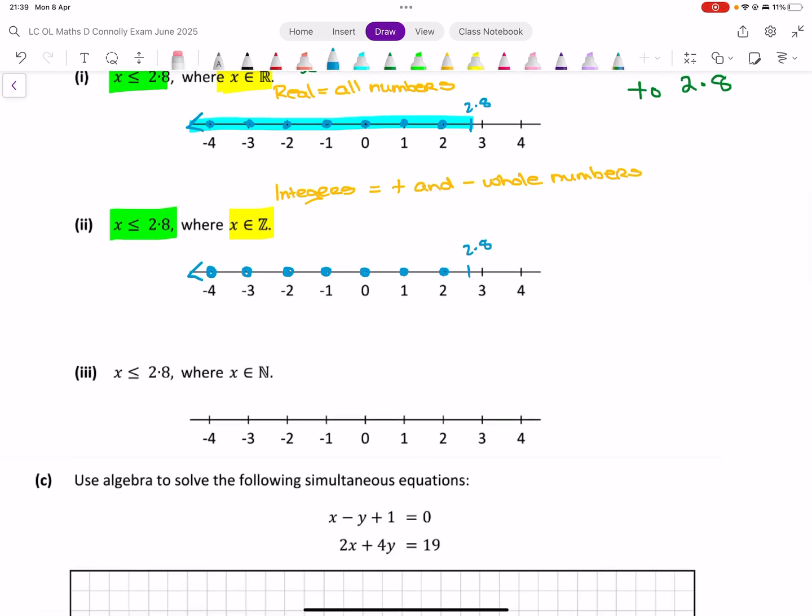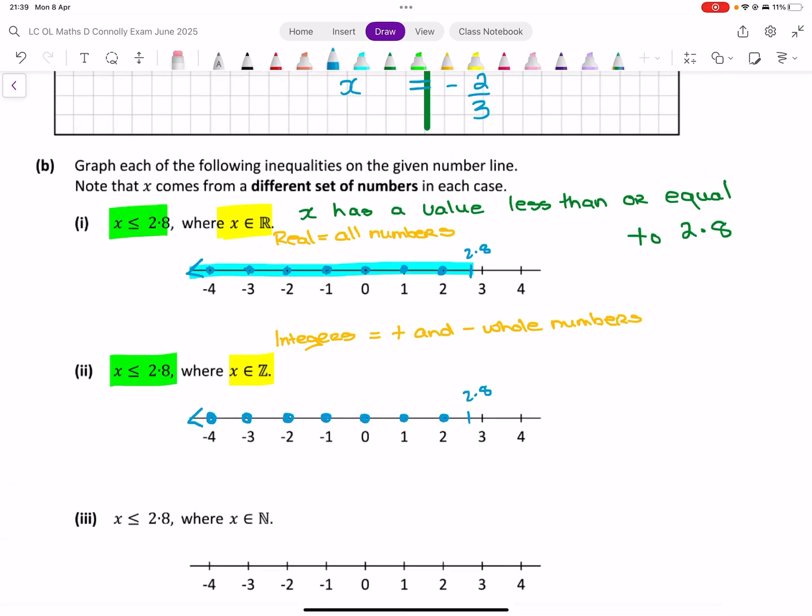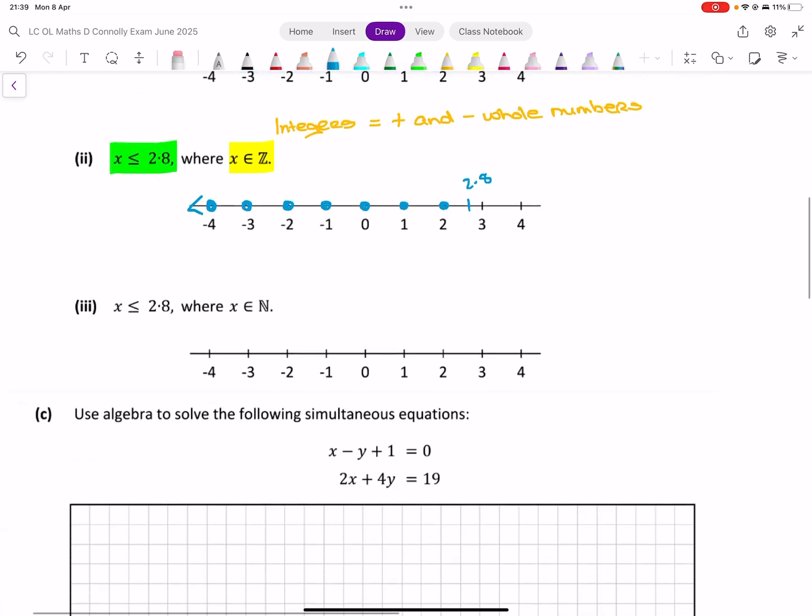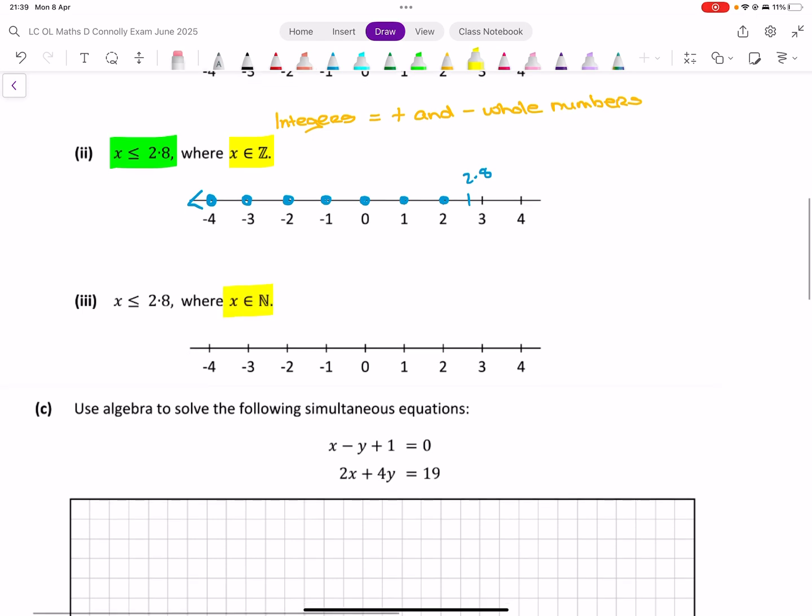And the next one is the same. X is less than or equal to 2.8. So same as the green. X has a value less than or equal to 2.8. Here, X is an element of N, which are natural numbers. And natural numbers are just positive whole numbers.